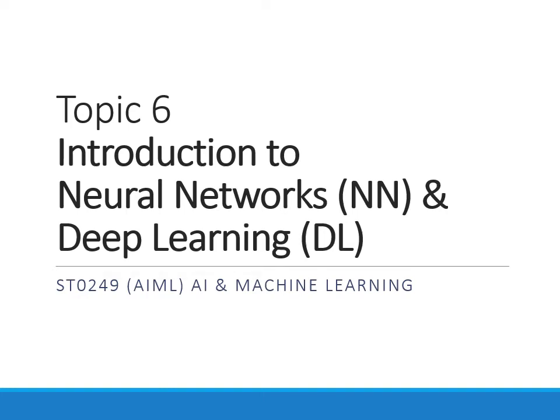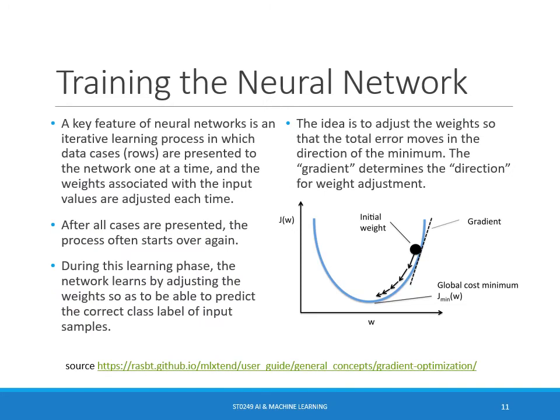Welcome back to topic 6, an introduction to neural networks and deep learning. So in this series of slides, we'll be talking about how we actually train a neural network. That is, how do we actually update the weights of the connection between the neurons so that we actually learn a new function from the data.